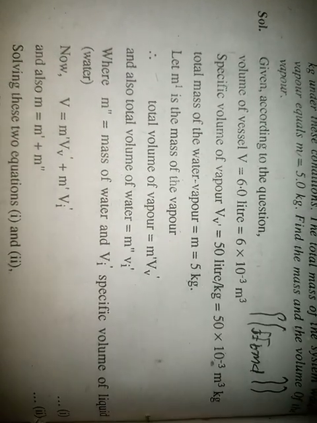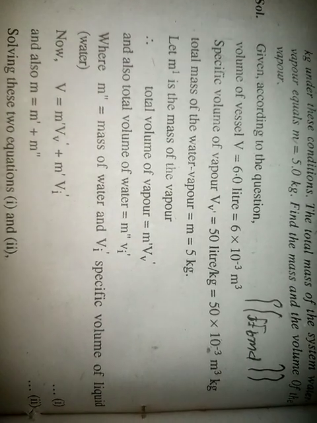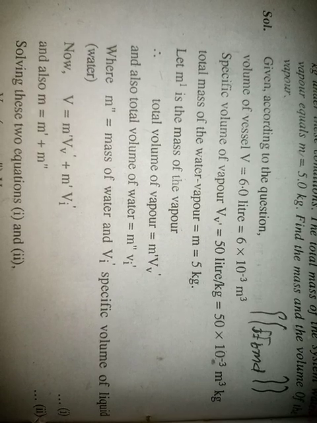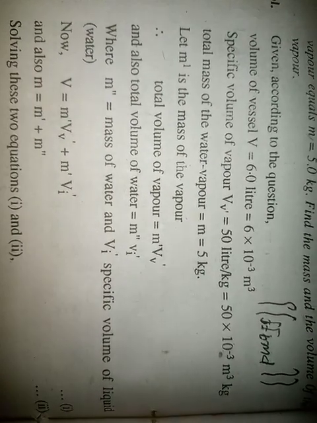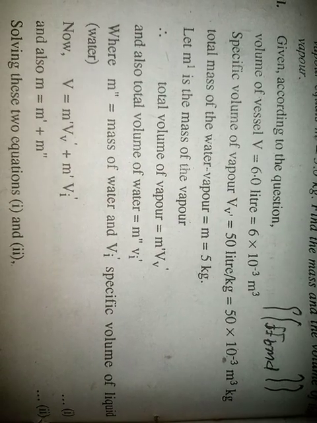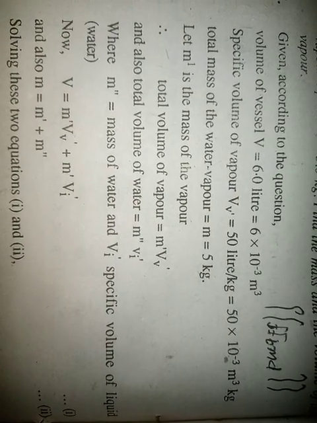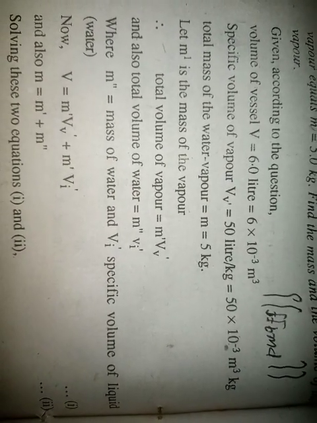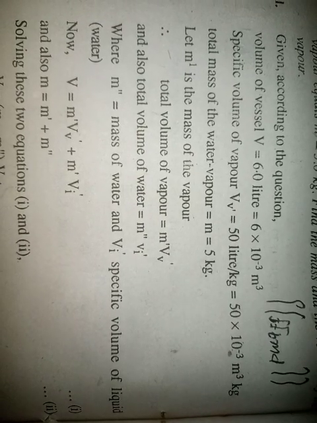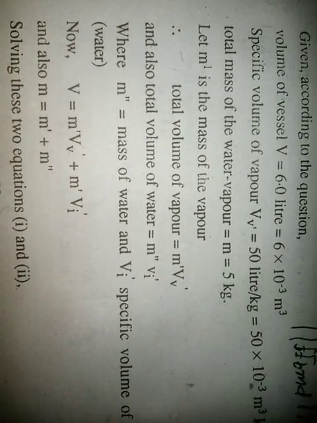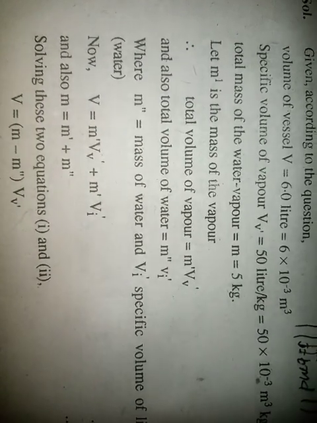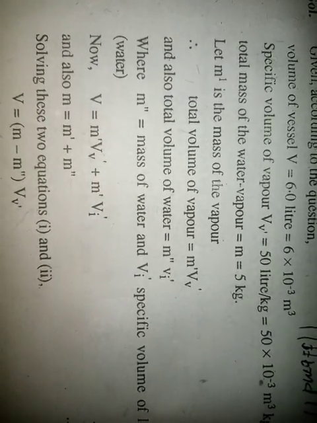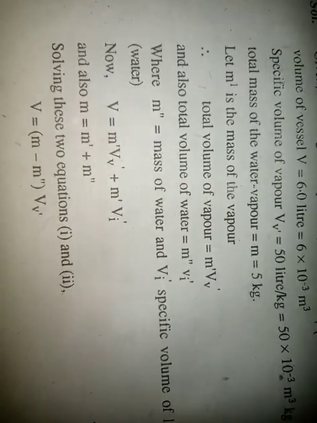Given according to the question, volume of vessel V equals 6.0 liter, or 6 × 10^-3 meter cube. Specific volume of vapor Vv' equals 50 liter per kg, or 50 × 10^-3 meter cube per kg. Total mass of the water and vapor m equals 5 kg. Let m' be the mass of vapor.